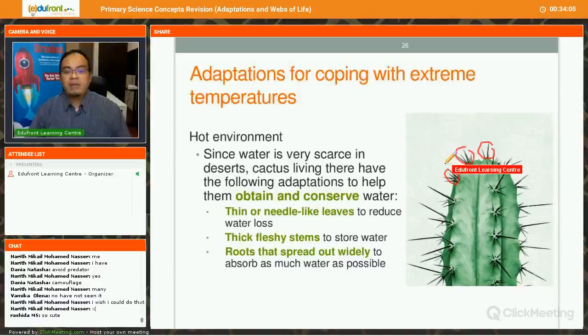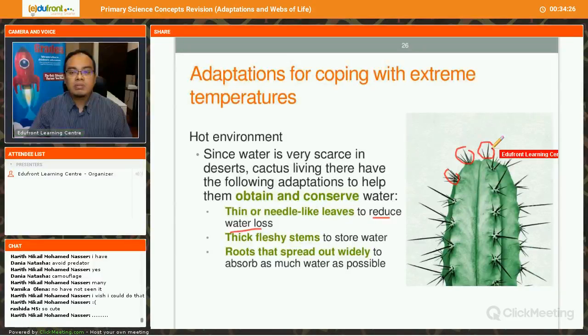Why do they have needle-like leaves? Anyone knows? The answer is here already: to reduce the water loss. When it has tiny or needle-like leaves, the exposed surface area of the leaves is greatly reduced, and we know that plants lose water through the leaves, through the stomata, in the process of transpiration.